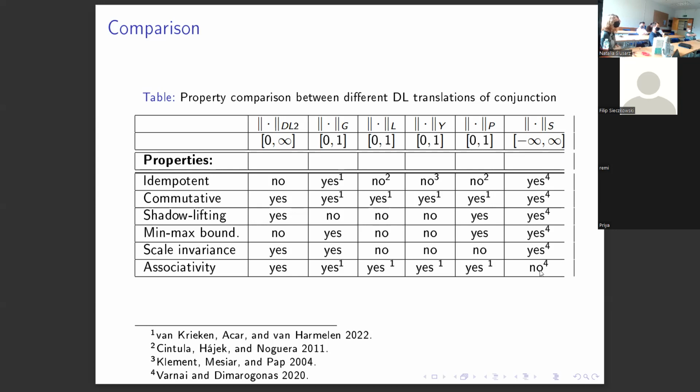But we can also see that we can have two of these at any point. So we can have shadowlifting and idempotence, as here. We can have shadowlifting and associativity, but without idempotence. And we can have idempotence and associativity as well, without shadowlifting. So we can only have two of these.